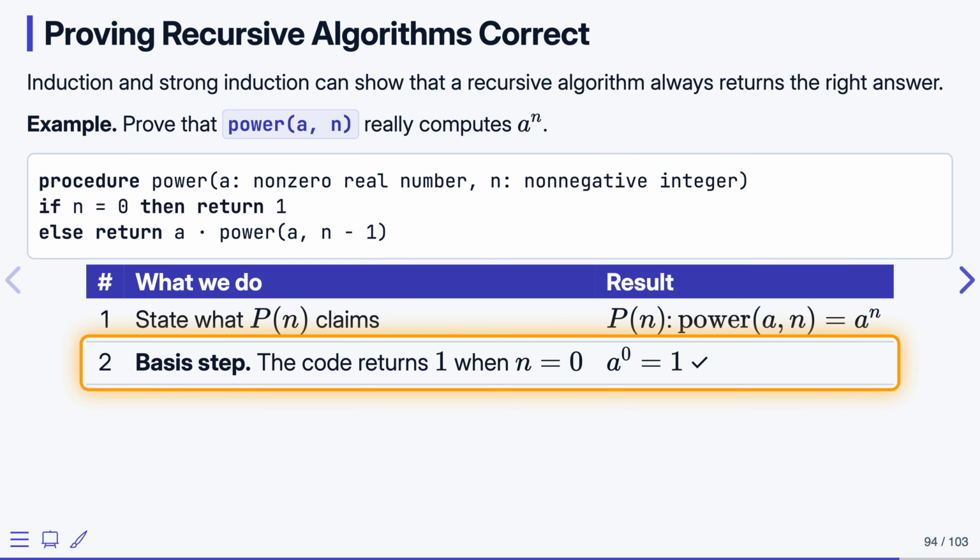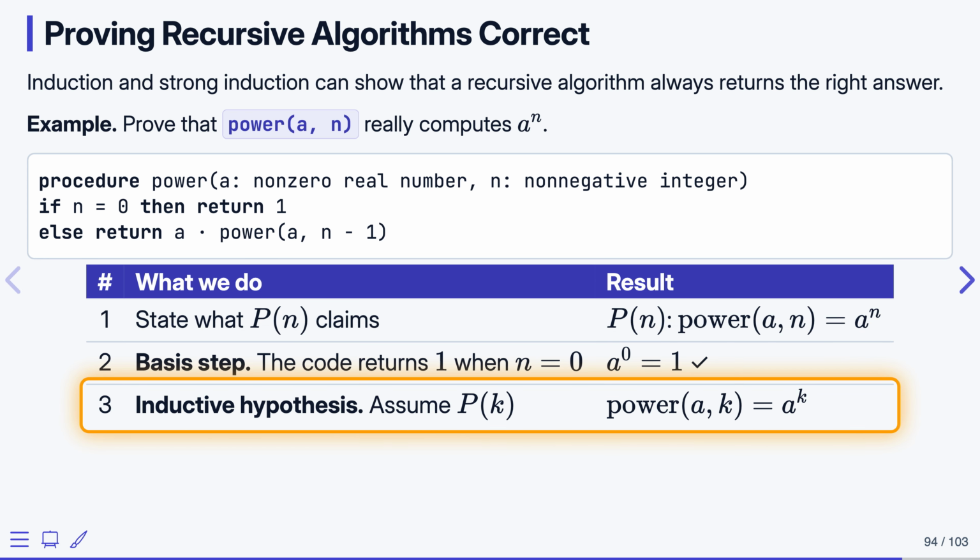Step 2, the basis step. When n is 0, the code returns 1, and any non-zero number to the power 0 is 1, so P of 0 is true. Step 3, the inductive hypothesis. Assume the call power of a, k returns a to the k. The working is on the next slide.